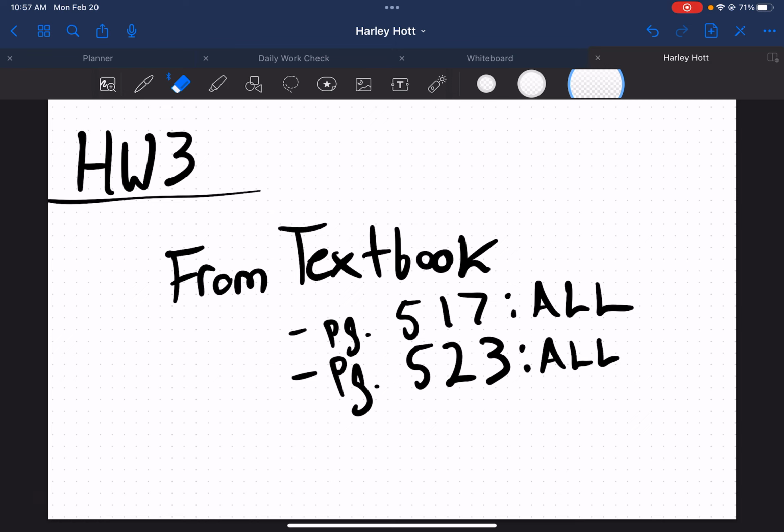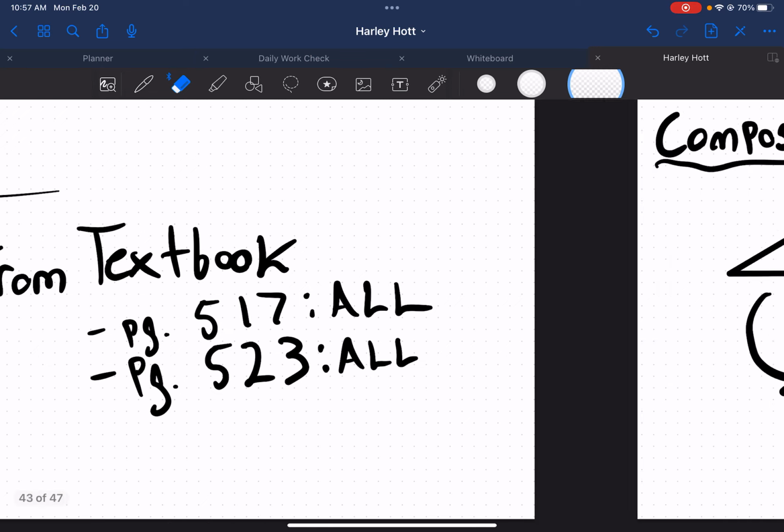Okay, for homework 3, this will be from the textbook. I want you to do page 517, all the problems, and page 523, all the problems. They're just a page each, a lot of just calculating area, just punching numbers into a calculator. I don't think it should take you very long.